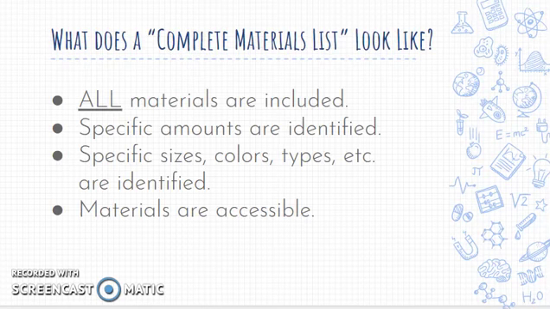So what exactly are the characteristics of a complete materials list? One is that all the materials are included, not just a few, but everything you're going to need throughout the entire experiment. Specific amounts of each of those materials are identified, specific sizes, colors, types of whatever the materials are, and that the materials are accessible. So you're gathering them prior to beginning the experiment, and that they're things that you can realistically get. You're not going to want to include things that are out of your price range or you just don't have access to.